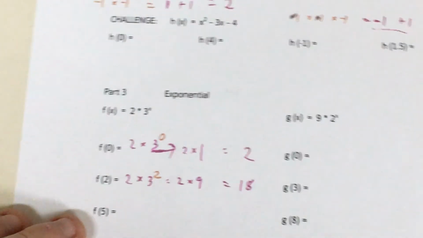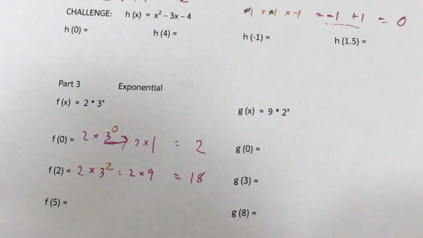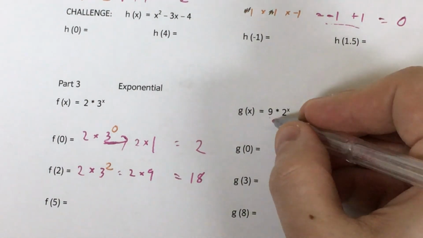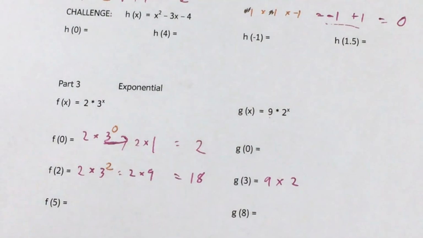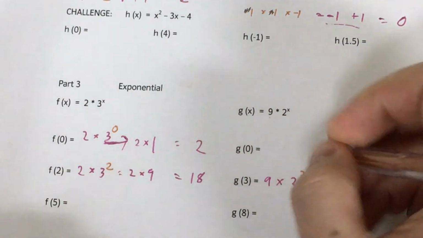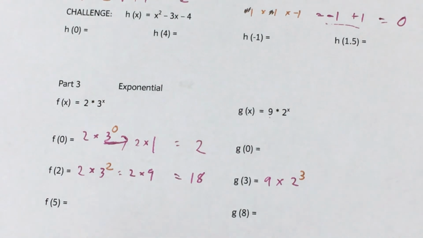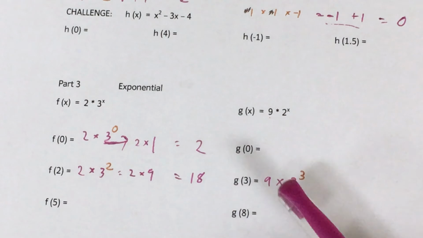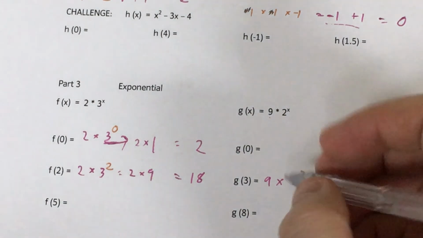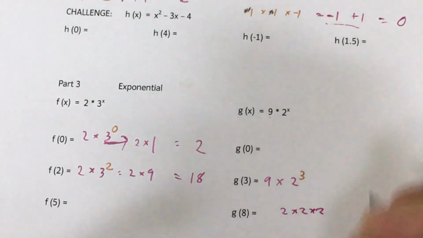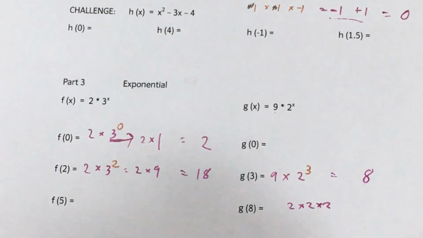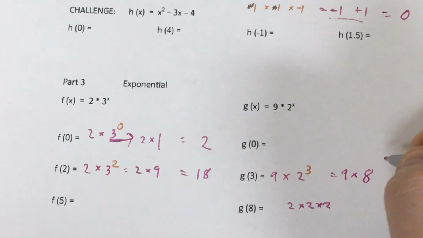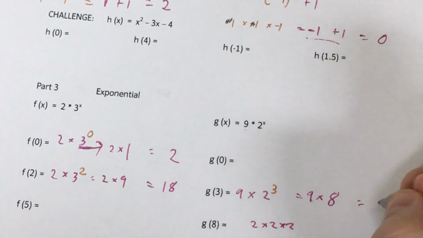And finally, for g of 3, the last one I'll do in this video, I'm going to start by taking everything in this function and writing it just as I found it, 9 times 2 to the something power. And in this case, that is 9 times 2 to the 3rd power. Now, y'all might see 3 to the 2nd power, 2 to the 3rd power, and think they're the same thing. They are not. For 2 to the 3rd power, this is the same thing as 2 times 2 times 2. 2 times 2 is 4. 4 times 2 will give me 8. So 9 times 2 to the 3rd becomes 9 times 8, and 9 times 8 gives us an answer of 72.